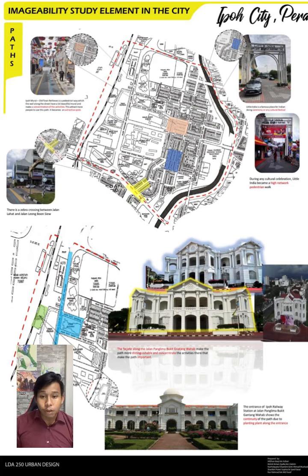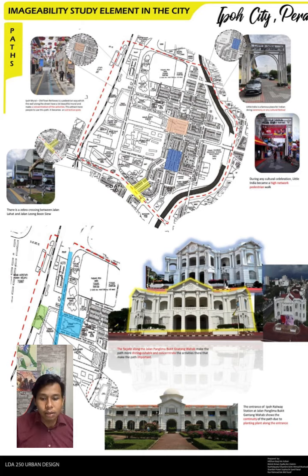Today we want to present about the Imageability Studies in Ipoh Perak based on the book The Image of the City by Kevin Lynch. Based on the book, the contents of the city image, which are referable into physical forms, can be classified into 5 types of elements, which are paths, edges, nodes, districts, and landmarks. Okay, for the first one is paths.